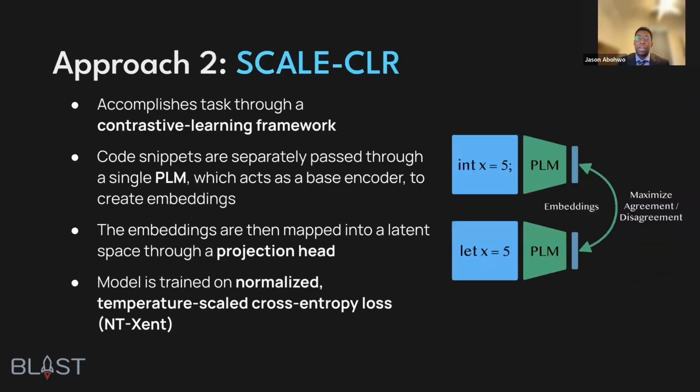SCALE-Clear, named after the self-supervised learning framework of SymClear, uses SymClear to accurately predict whether two code snippets are isomorphic in nature or not. In this framework, two code snippets are independently passed through a single pre-trained language model to produce a set of embeddings. These vectors are then mapped to a latent space by a projection head, which in our implementation is a small neural network similar to a residual block, which restricts the size of the embeddings in order to force the pre-trained language model to produce embeddings with the most critical information possible.